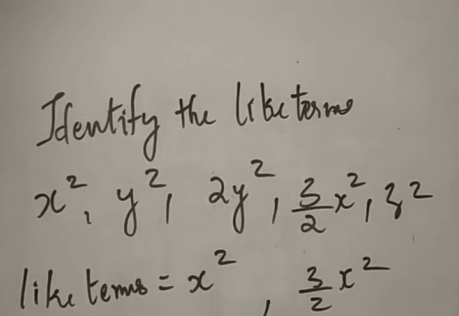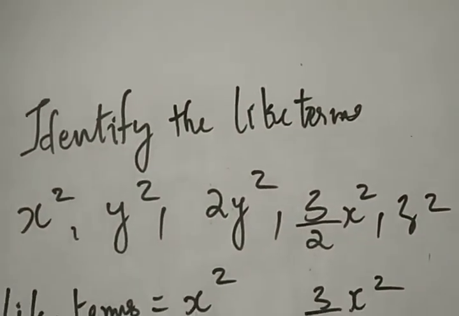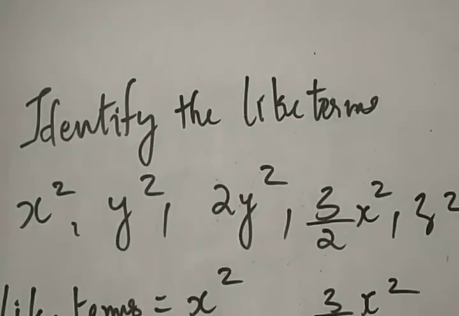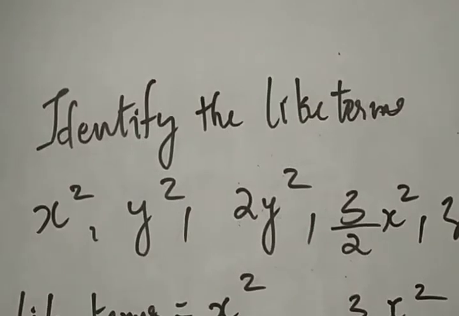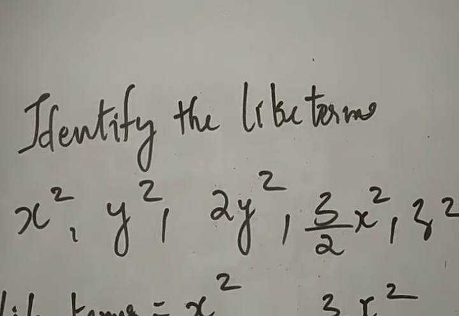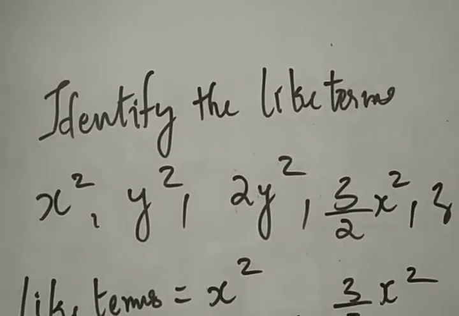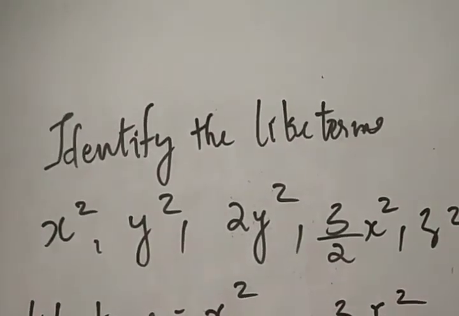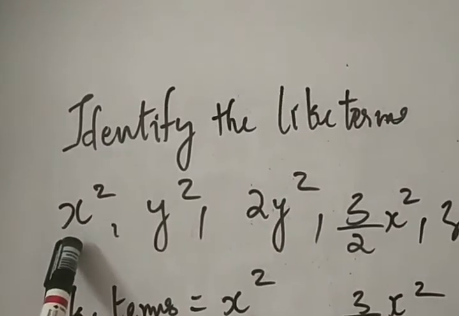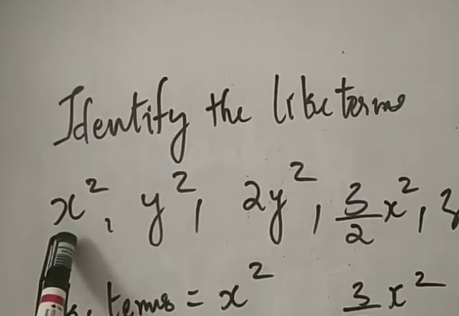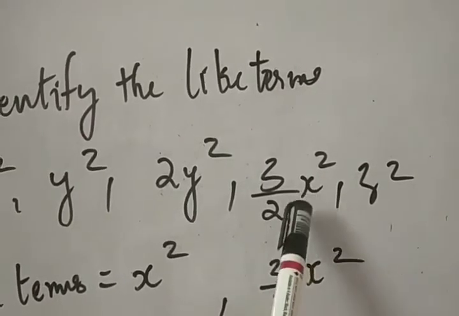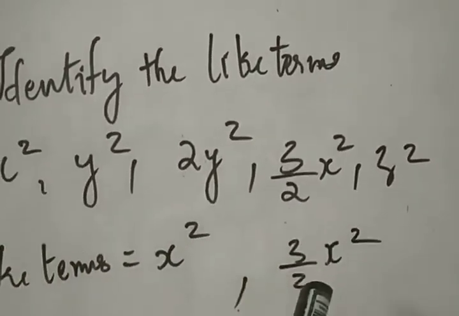The question: identify the like terms. Here we are given some monomials: x square, y square, 2y square, 3 by 2x square, z square. These are all monomials and we need to find the like terms. So what are like terms? Terms which have the same literal coefficients are called like terms, and terms which have different literal coefficients are called unlike terms. From these given monomials we need to find the like terms. First look at x square. We need to check if there are any terms with x square as the literal coefficient. Here we have a term 3 by 2x square, where the literal coefficient is x square. So x square and 3 by 2x square are like terms.